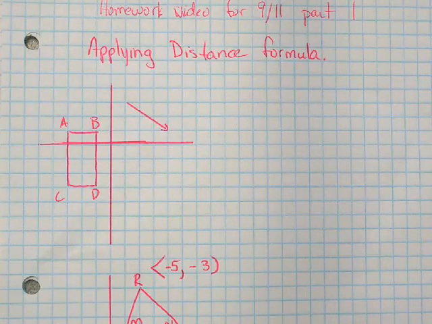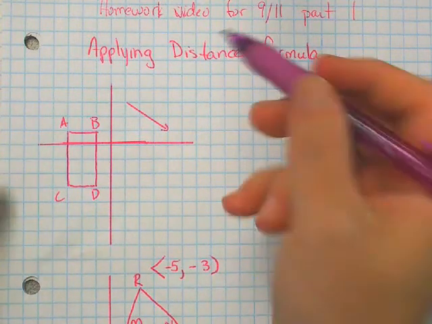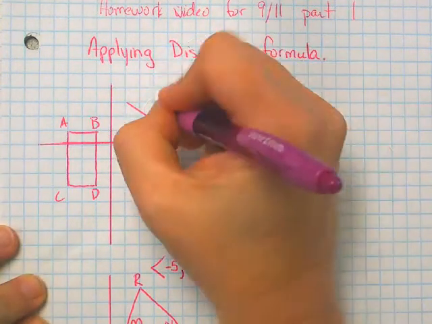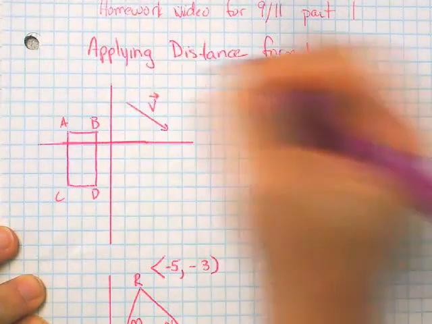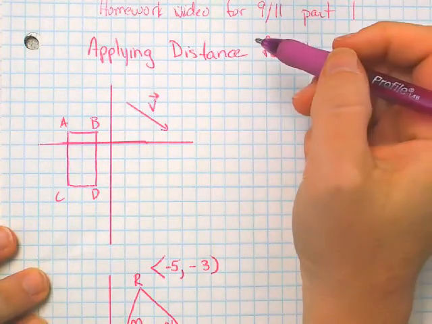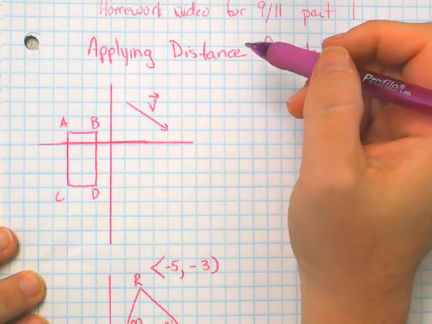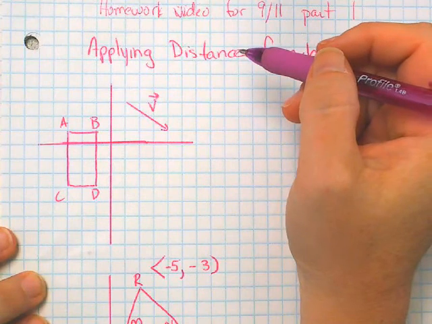Howdy everybody, here's your homework for the evening of 9/11. We're going to be applying the distance formula to what we already know about translations and what we learned today about dilations. Remember that this is called vector notation. It tells you where and how far to go, so direction and amplitude.